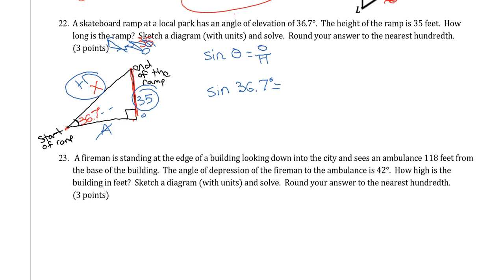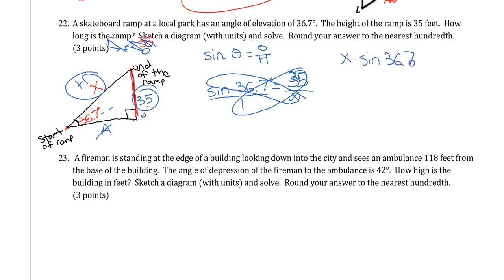So the sine of 36.7 degrees equals, my opposite side is 35, and my hypotenuse is my x. Okay? So again, I'm going to put it over 1, and I'm going to cross multiply. So I have x times the sine of 36.7 degrees equals 35 times 1, which is 35. My last step here is just to divide by the sine of 36.7, just like we did in all our other problems.